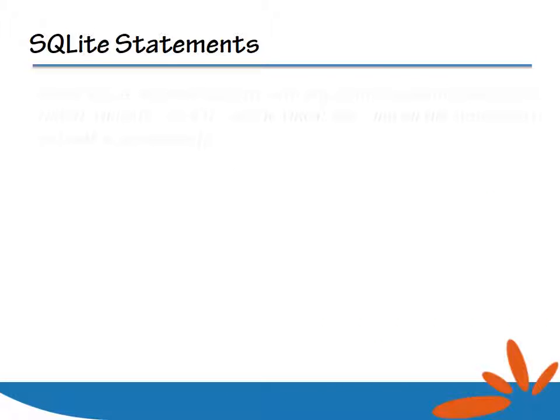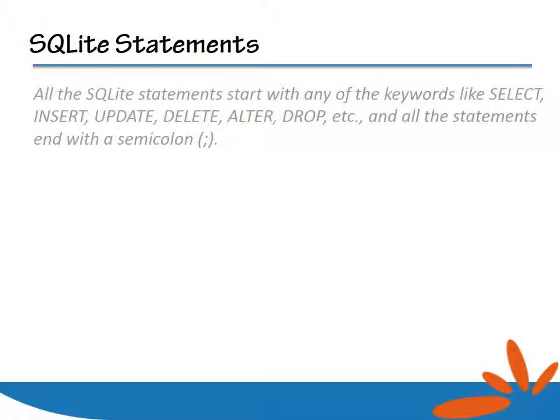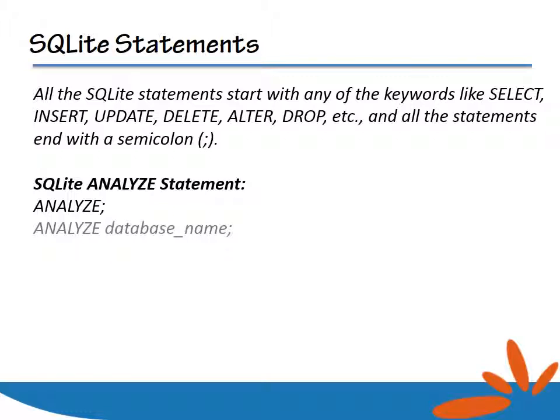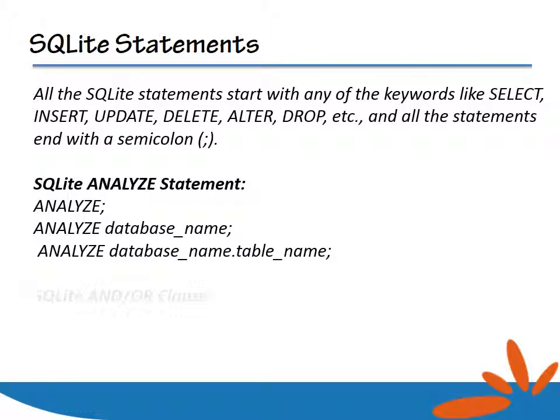The SQLite statements. All the SQLite statements start with any of the keywords like select, insert, update, delete, alter, drop, and so on. And all of these statements end with a semicolon. For example, if we want to code an analyze statement, we can use analyze followed by a semicolon, or analyze, specify the database name, followed by a semicolon, or analyze, specify the database name dot the table name. But what is an analyze command?